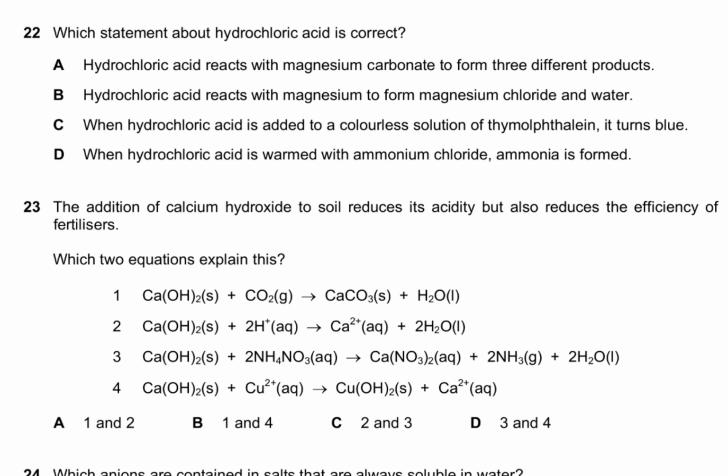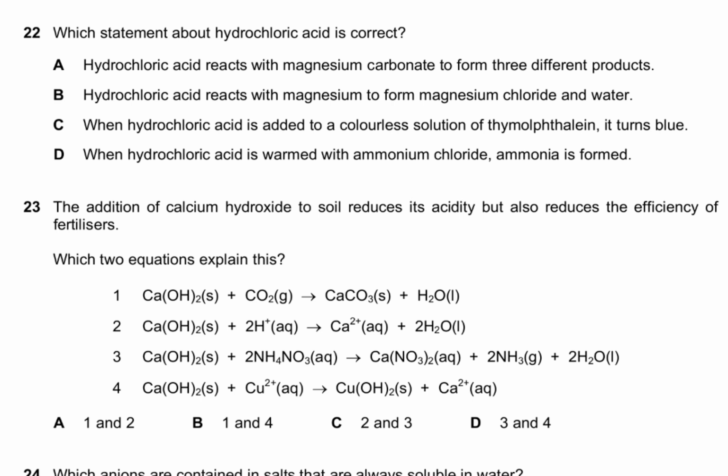Then 23: the addition of calcium hydroxide to soil reduces its acidity, but also reduces the efficiency of fertilizers. You have to select the two equations which are responsible for that. So we have calcium hydroxide reacting with carbon dioxide, forming calcium carbonate and water. Then we have calcium hydroxide and hydrogen ions from the aqueous solution, forming calcium ions and water. Then calcium hydroxide and ammonium nitrate react, forming calcium nitrate, ammonia and water. Then the last one is reacting with copper.